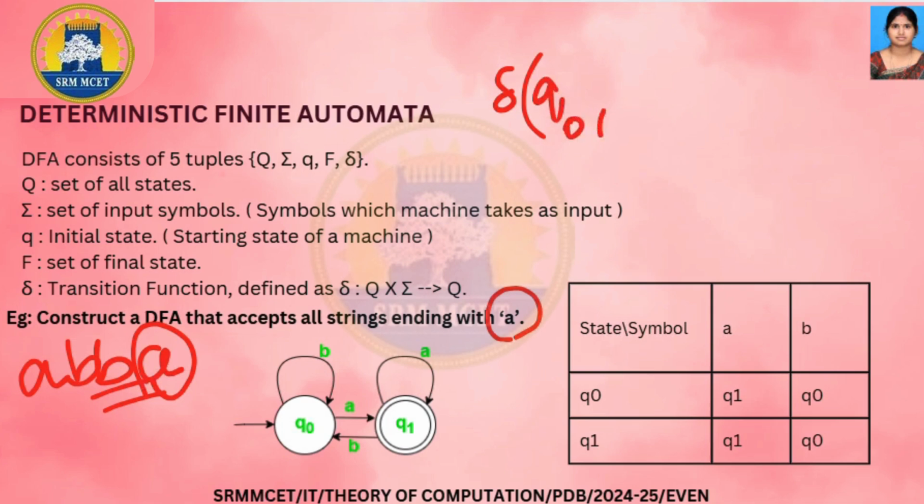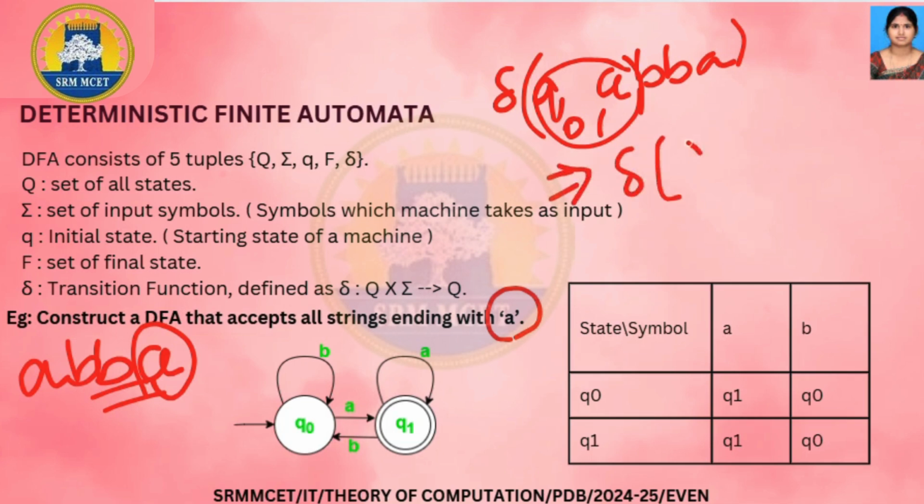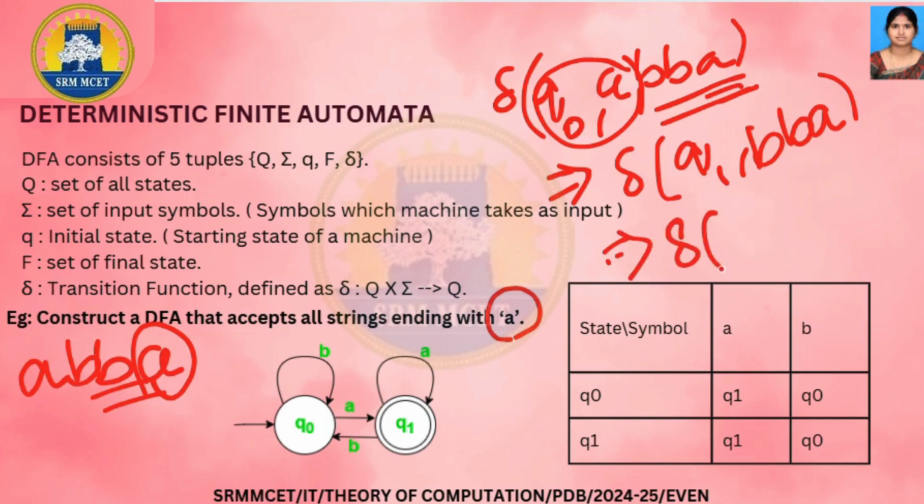So Q naught comma, we write the string A, B, B, A. Next we go with the transition function. What is Q naught comma A? The Q naught state using the symbol A transits to Q1. So we replace it with Q1 comma, and write the remaining symbols, B, B, A. Then the transition of Q1 comma B: Q1 using B transits to Q naught. So we write Q naught here, and the remaining string B, A.